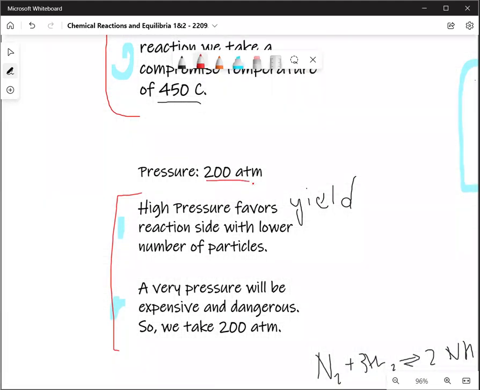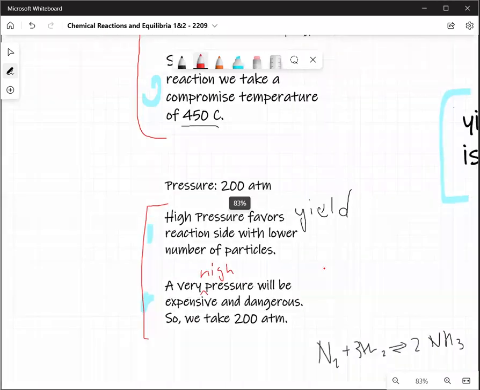Why do we choose 200 ATM? Because it favors, read it, high pressure favors a reaction side with lower number of particles. A very high pressure will be expensive and dangerous. So we take 200 ATM.